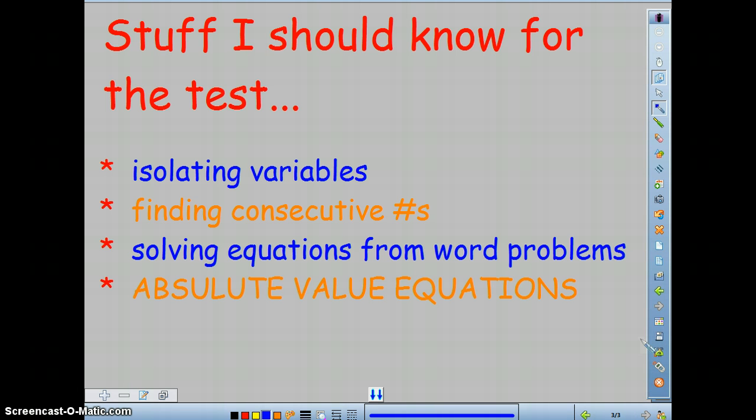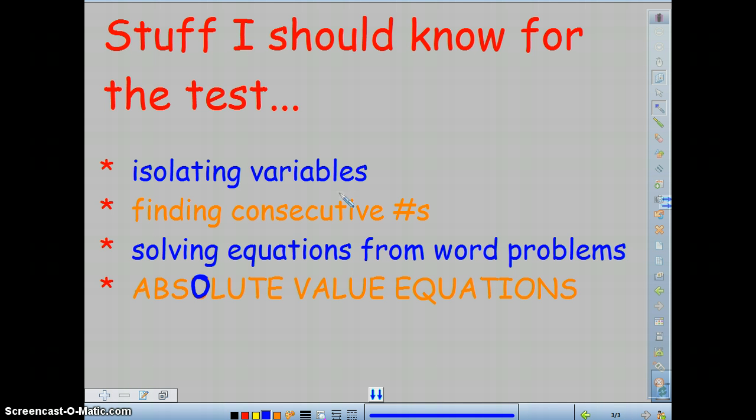Okay, so let's get on to what I expect for you to know for your test. These are the items that are going to be on your test: isolating variables, finding consecutive numbers, solving equations from word problems, and then everybody's favorite, the absolute value equations. And yes, that should be an O right there. Very good. I will change that when I save this.